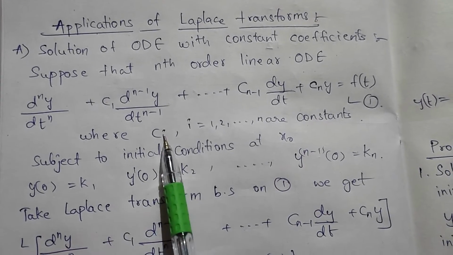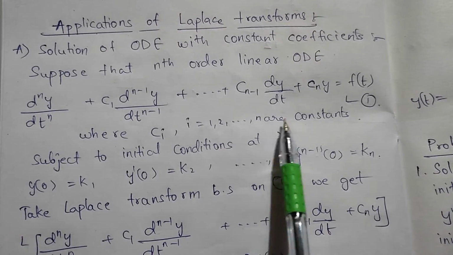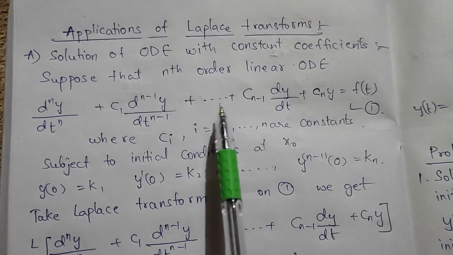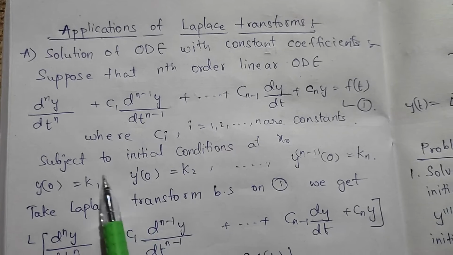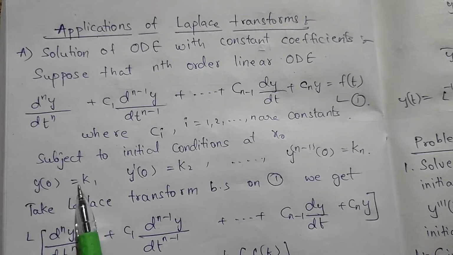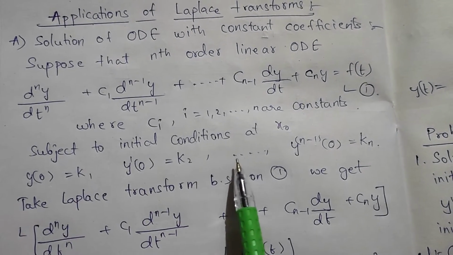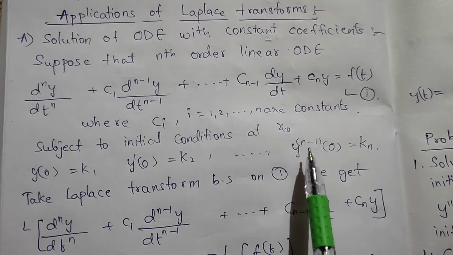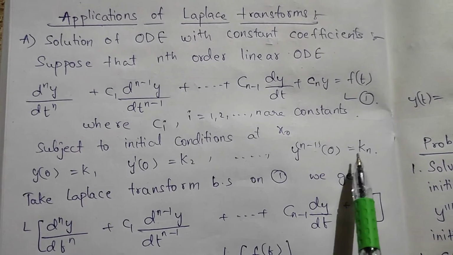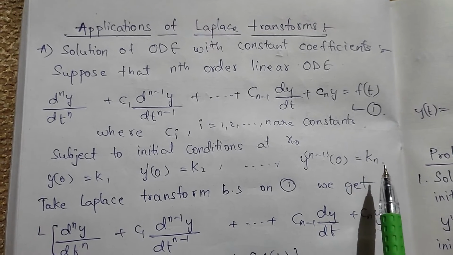Where ci's, i equals 1 to n, are constants. So now here c1, c2, so on till cn are constants subjected to the conditions at x = 0, that is y of 0 is equal to some constant k1, y dash of 0 is equal to constant k2, and so on till y power (n-1) of 0 is equal to some kn.